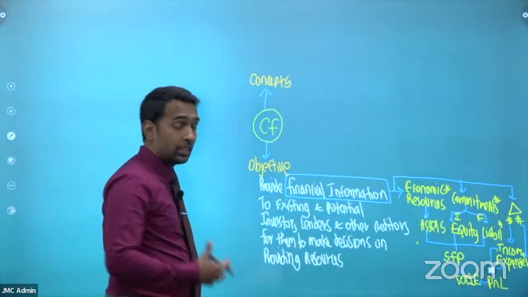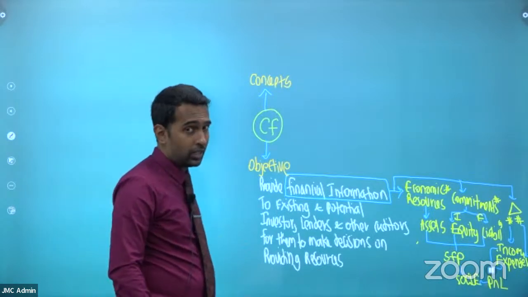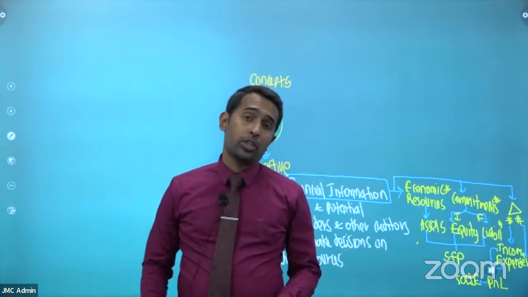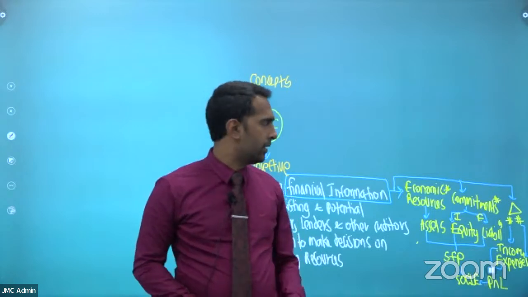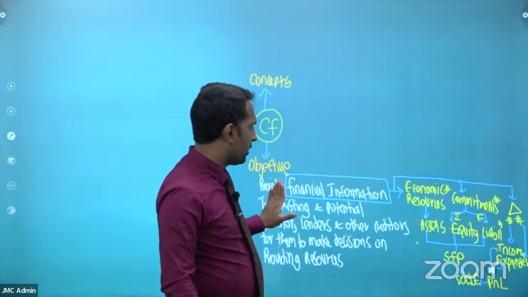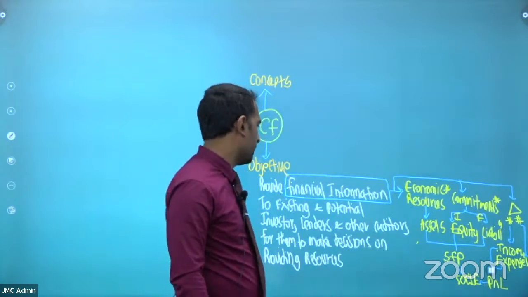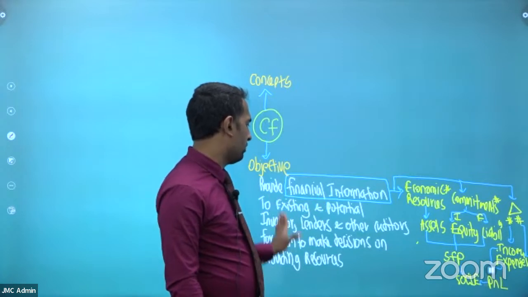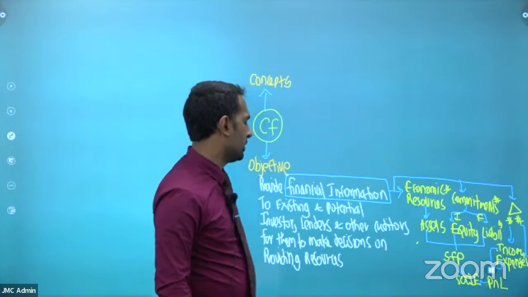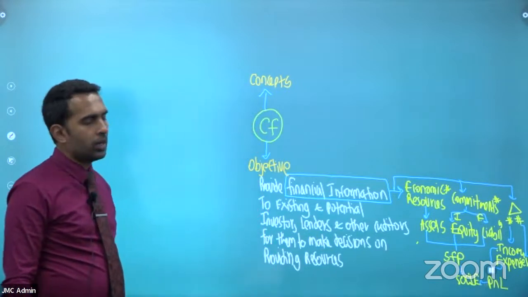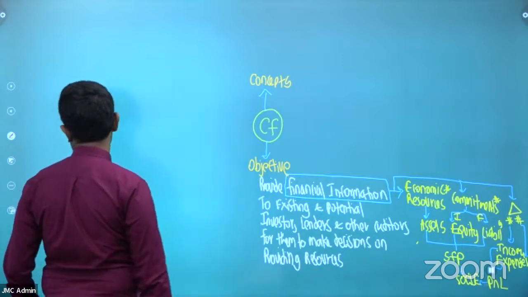So now you can see that financial information is, in other words, the financial statements: the statement of financial position, P&L, changes in equity, and the list goes on. So the objective is to provide financial information, in other words the financial statements, to existing and potential investors, lenders, and other creditors, for them to make decisions on providing resources. That is basically our objective of financial reporting.